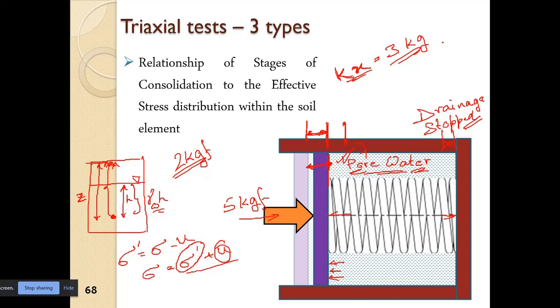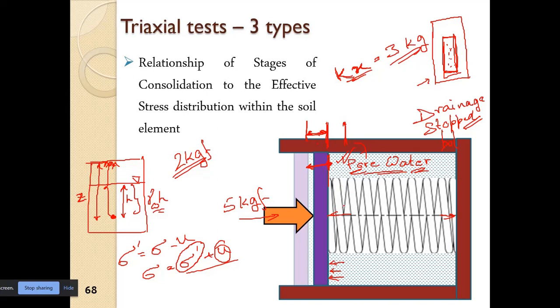So the same thing happens when we apply the cell pressure in the soil sample. If we do not allow drainage, some part of the cell pressure will be taken up by the pore water pressure, right? And some part will be converted to, or transmitted to, the effective stress, or the stresses in the soil skeleton. All right.